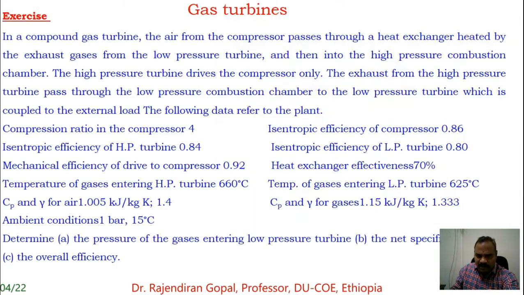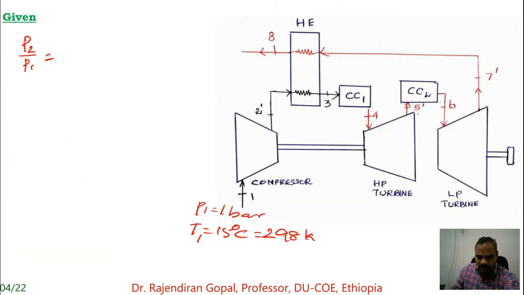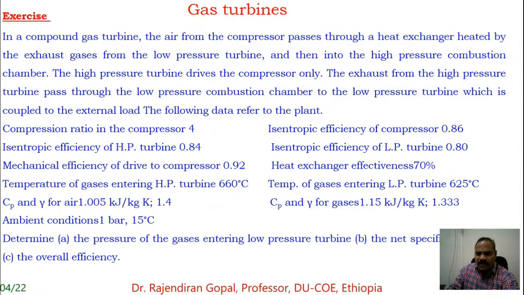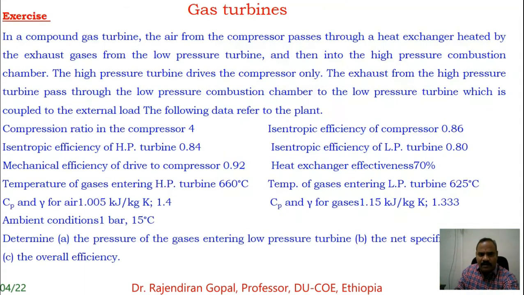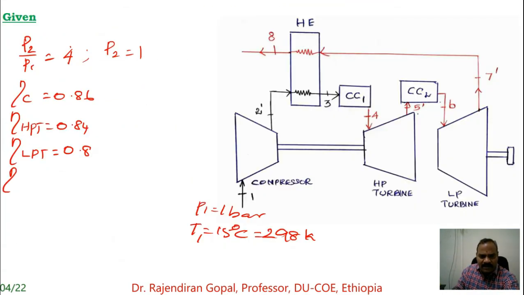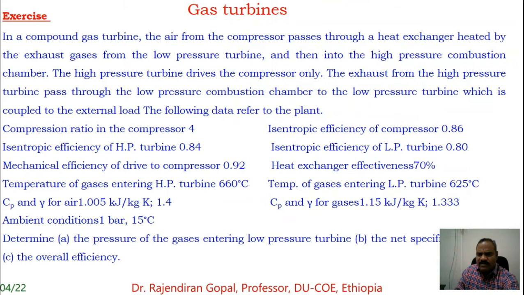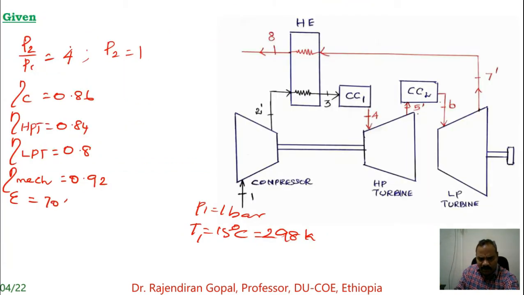Now they are given that the initial pressure and temperature are 1 bar and 15 degrees centigrade. The pressure ratio in the compressor, P2 by P1, is equal to 4. Then isentropic efficiency of the compressor 0.86. Isentropic efficiency of high pressure turbine is equal to 0.84, low pressure turbine 0.8. Mechanical efficiency of the compressor 0.92. Effectiveness of heat exchanger 70%.